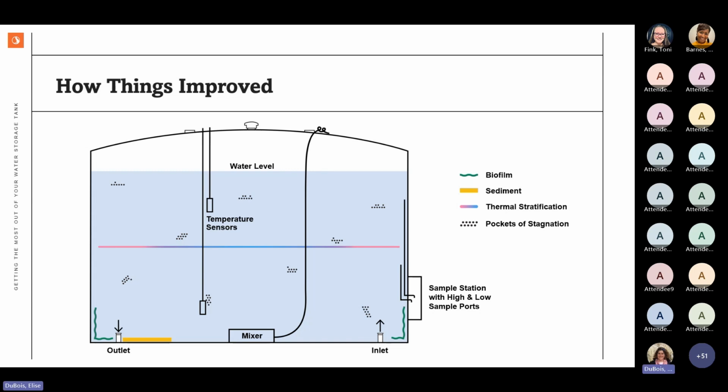Because the mixer is making things homogeneous, we tend to see less biofilm growth. The water's always moving, which doesn't allow that bacteria to stick. We've added some sampling ports at the low and high levels in the tank so we can monitor the actual water quality. Do we still have some sedimentation and stagnation? Yes, but it's normally reduced.